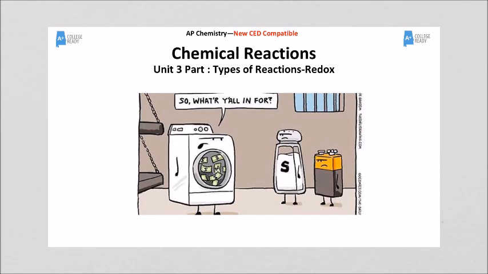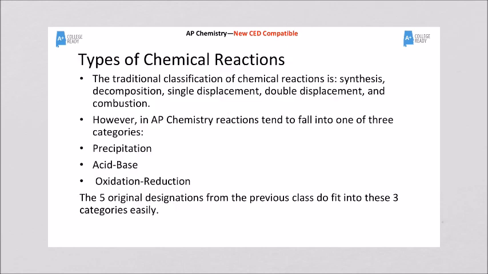As you see in this little cartoon, hopefully you can figure this out. This is just a joke, money laundering, and this is salt and a battery, a salt and battery, because oxidation reduction reactions are what causes batteries to work.